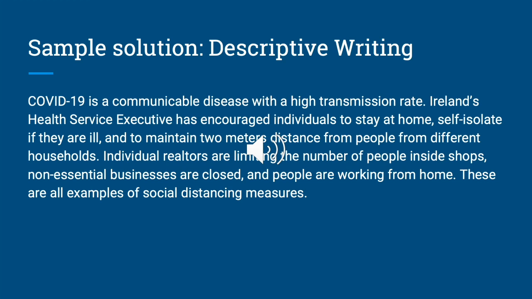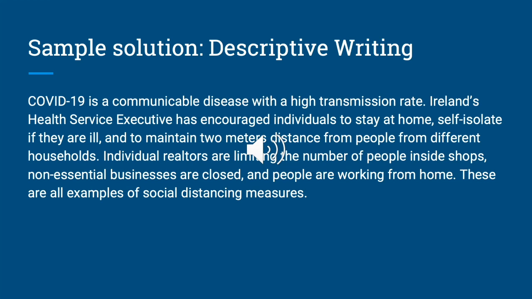So this first example is purely descriptive, okay? It doesn't contain analysis, it just presents information, details, and facts. It states that COVID-19 is highly transmittable. It talks about the HSE's social distancing guidelines, and then it also talks about what social distancing looks like essentially when it comes to public spaces like shops, and how it relates to how people are working as well.